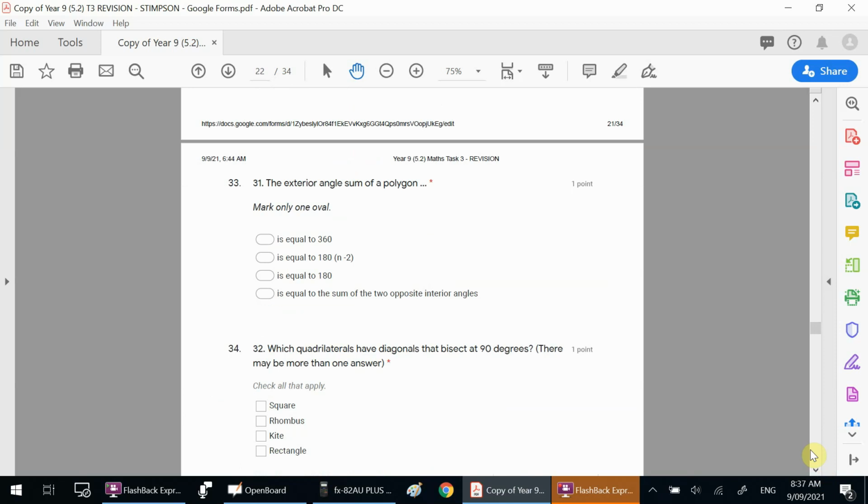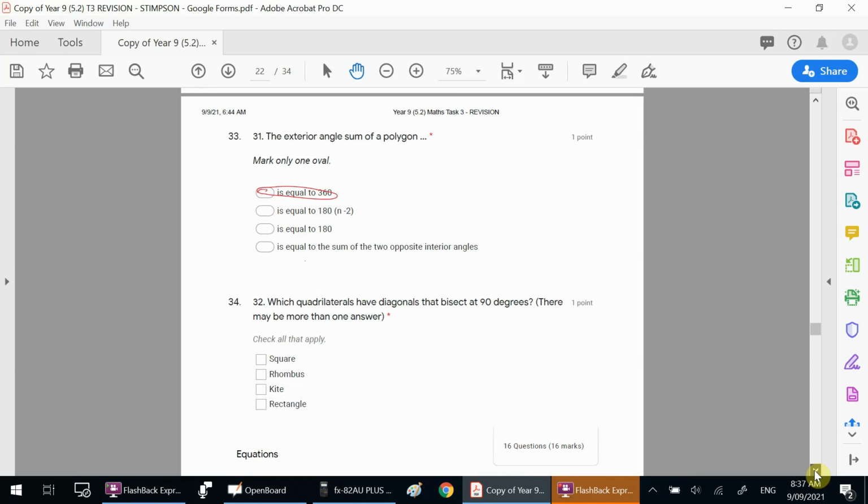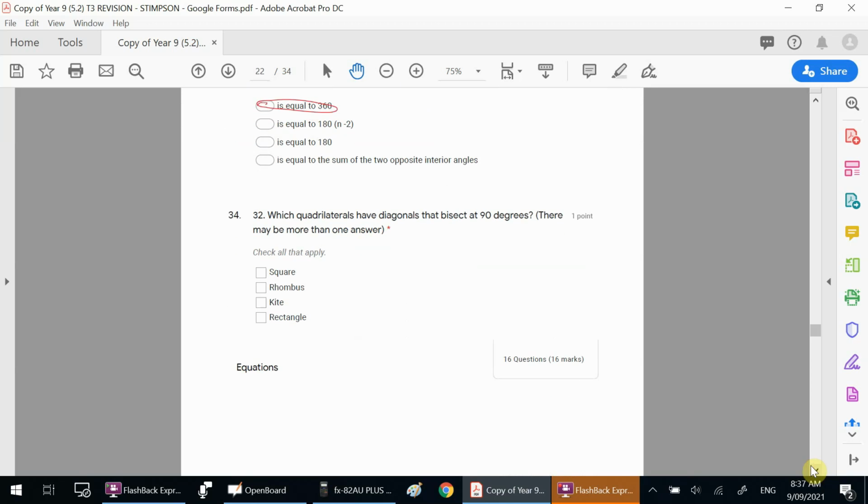Exterior angle sum of a polygon is always 360. Which quadrilaterals have diagonals that bisect at 90? Alright, we know the kite does, rectangle doesn't, rhombus doesn't, square doesn't. I'm going to check that one too, just to make sure. So 2 to check. I'm pretty sure that's the only answer.